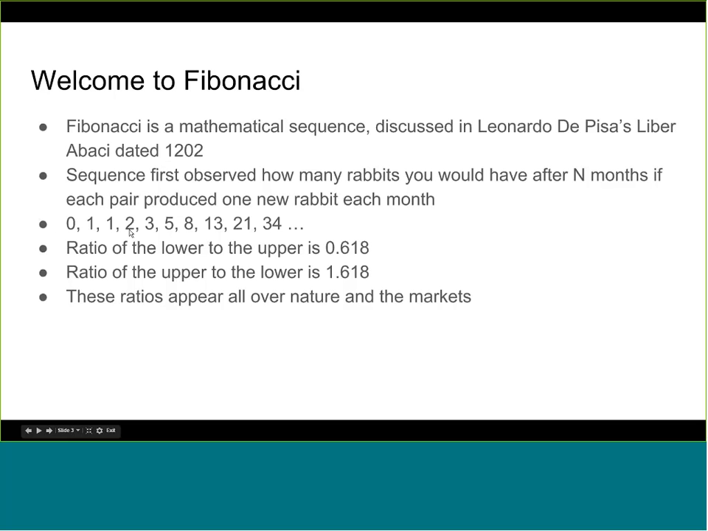So notice that each number in the sequence is the sum of the prior two numbers. So here, in this case, 2 is the sum of 1 and 1. 3 is the sum of 2 and 1. 5 is the sum of 2 and 3, et cetera, et cetera. So the numbers themselves aren't important. What is important is the ratios.